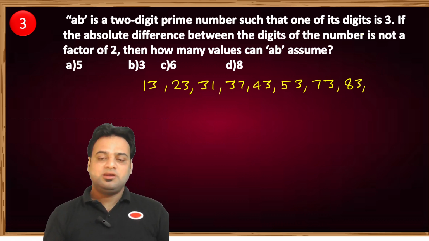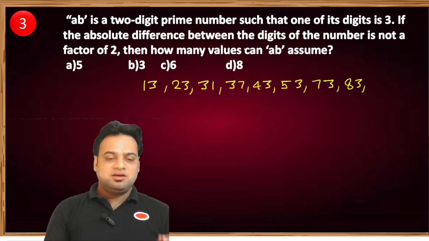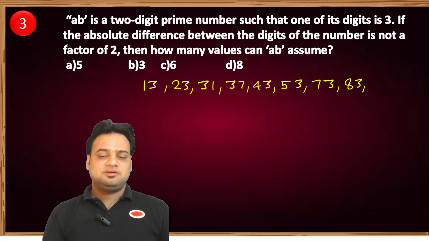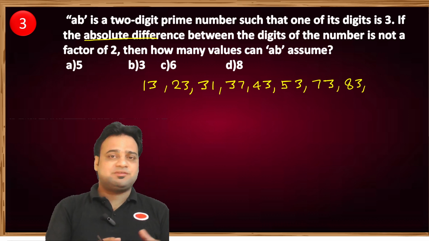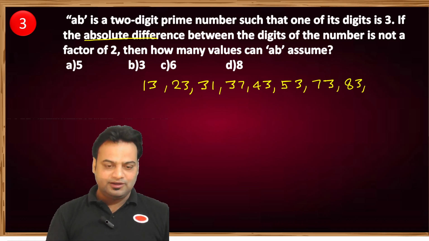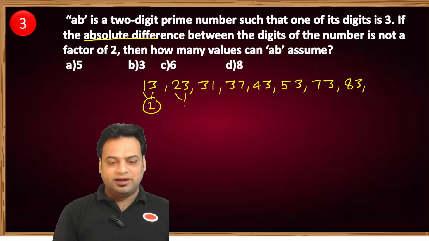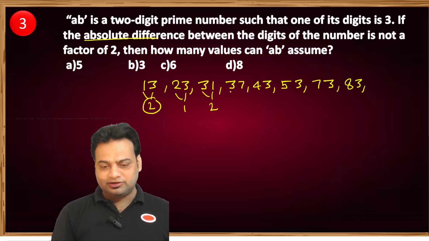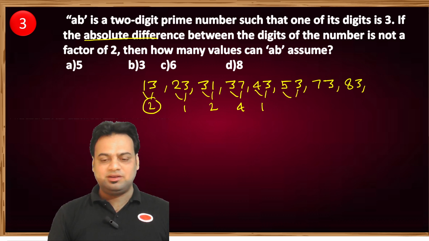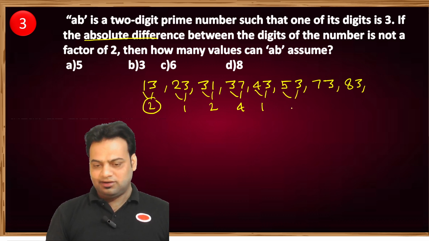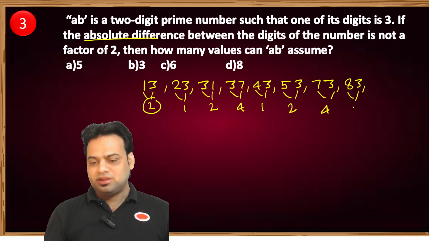So according to this question, we need the absolute difference of the digits. Absolute difference means 1 minus 3 or 3 minus 1, both give the same positive difference. So for 13 the difference is 2, for 23 the difference is 1, for 31 the difference is 2, for 37 the difference is 4, for 43 the difference is 1, for 53 the difference is 2, for 73 the difference is 4, and for 83 the difference is 5.